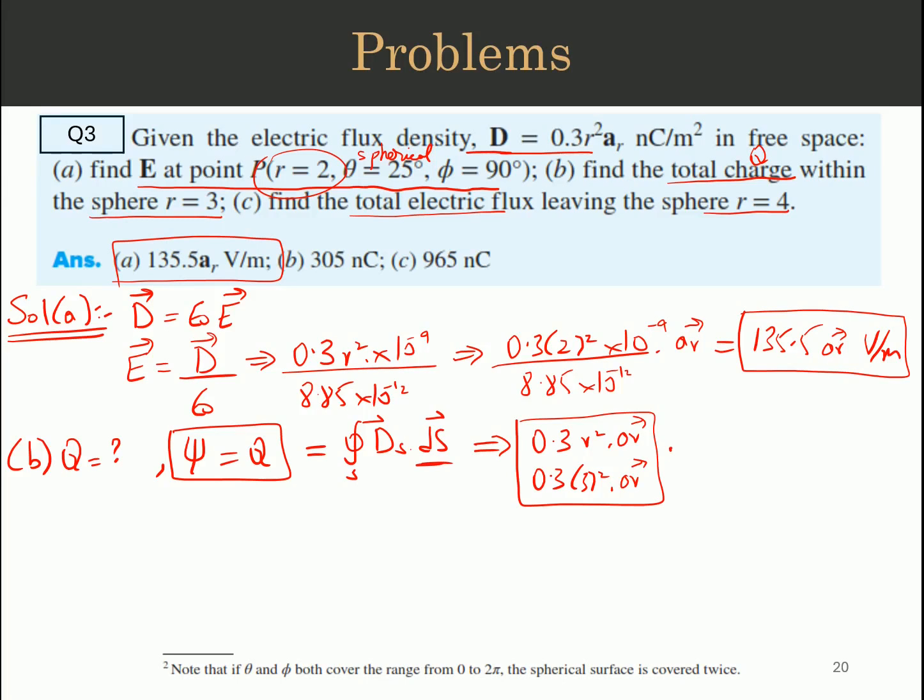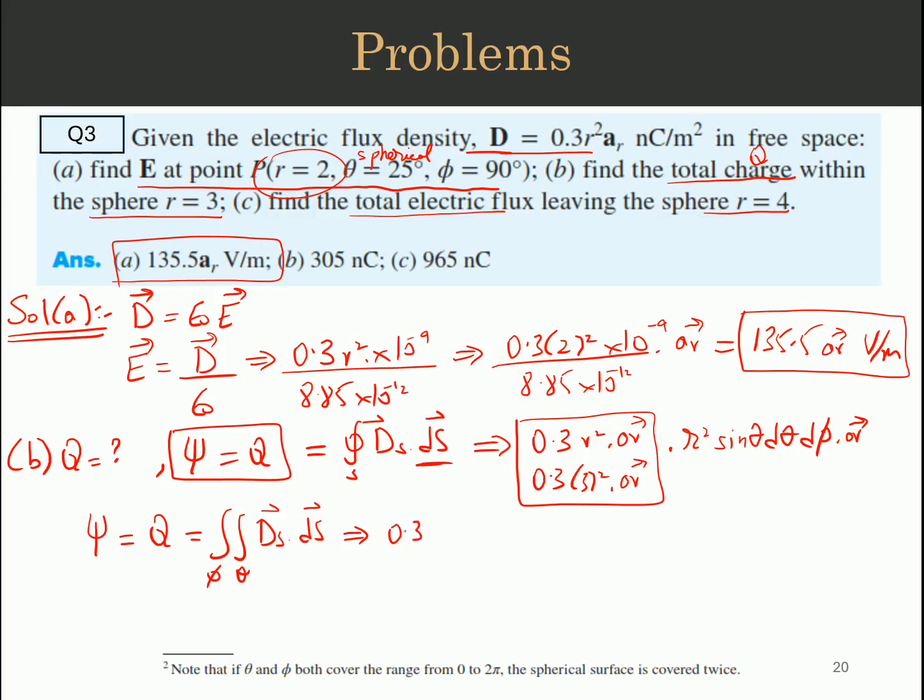So dS again for the surface charge comes out to be, so I'm going to write it as r² sin θ dθ dφ into a_r. So this is the surface charge distribution. This means I can now complete my integral as Φ equals Q, which is equal to the double integral of ρ_s into dS, with this being theta and this being phi.